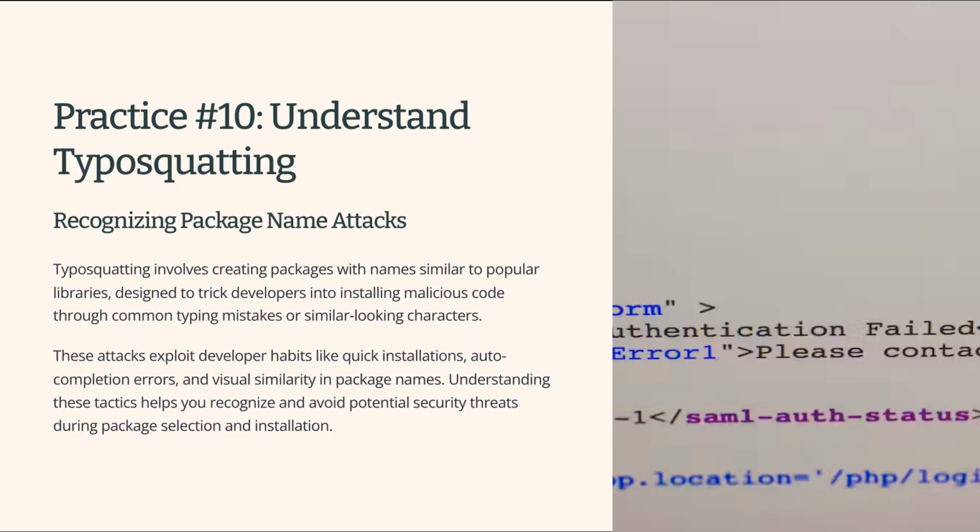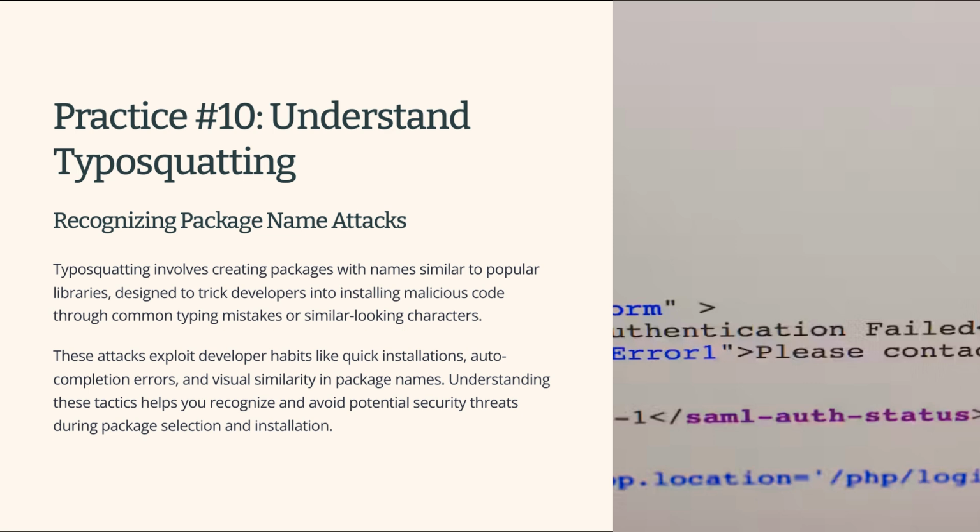Building on our discussion about the principle of least privilege and the importance of token security, let's dive into an equally critical area, understanding typo squatting. Typo squatting is a tactic where malicious packages are created with names that closely resemble popular libraries. The aim? To deceive developers into installing harmful code, often due to simple typing mistakes or visual similarities in package names. For example, a developer might accidentally choose a package that looks like a well-known library but is actually a cleverly disguised threat. By being aware of these tactics, you can better protect your projects from potential security risks during package selection and installation.